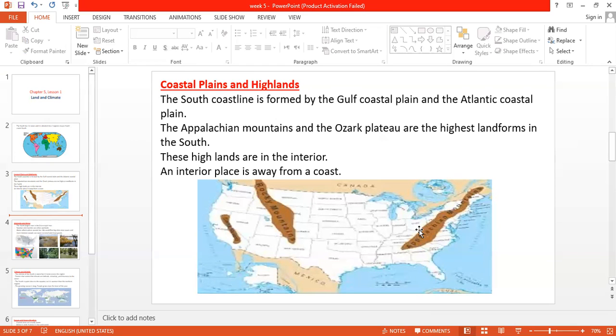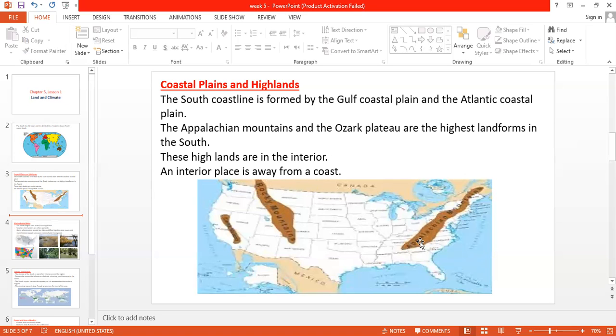Okay, but as you can see, the Appalachian Mountains or Ozark Plateau, it's not found here in the map, but these two highlands are interior. What is the meaning of interior? Interior means inside. Look, they are inside, not near to the coast. They are far away from the coast. So an interior place means away from the coast.